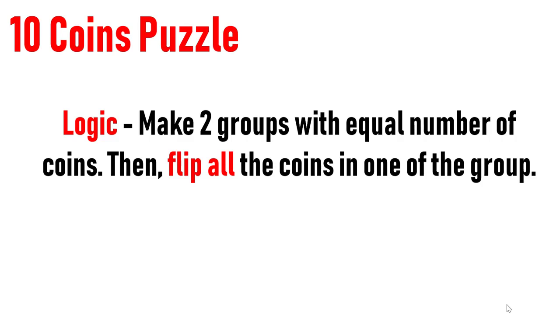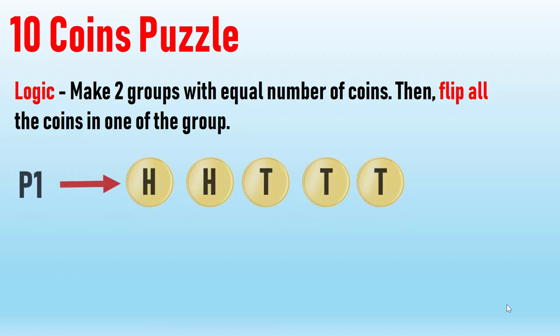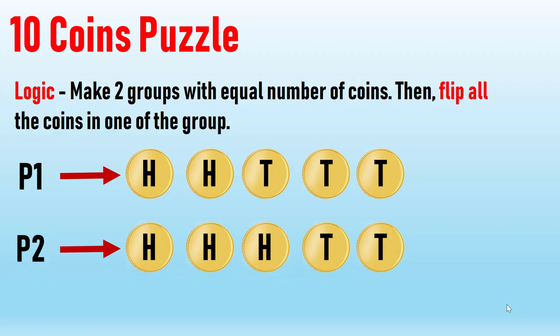Let's take an example. So initially there are 5 heads and 5 tails. So suppose if you divide it in two groups, there are multiple possibilities. I will consider two possibilities where the logic holds valid. In case 1, assume that group P1 has coins with 2 heads and 3 tails, and group 2 has coins with 3 heads and 2 tails.